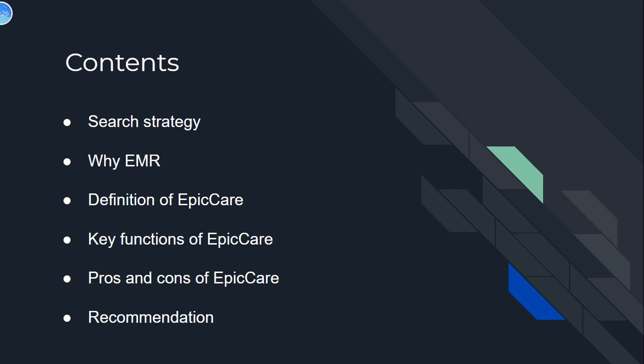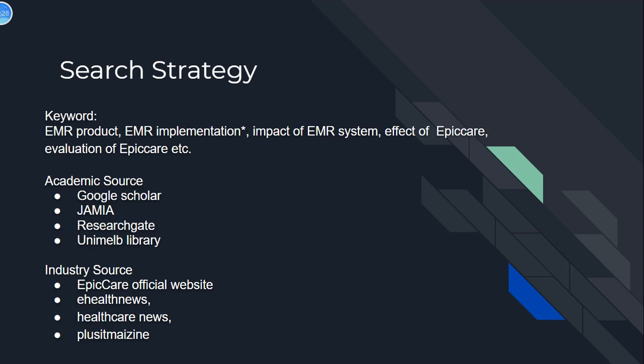And after we decided to evaluate Epiccare, we used the following keywords for our research. We searched the articles in the Google Scholar, JAMIA, and ResearchGate databases, and we also searched the following websites to learn the industrial analysis.